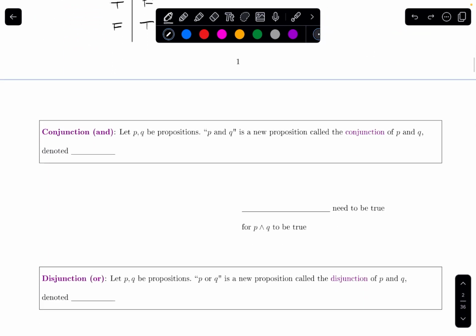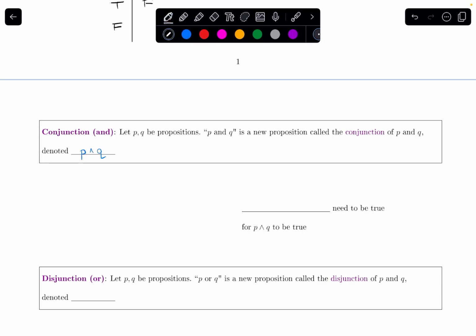Our next operator is called conjunction. This is the fancy word for the word and. For this, I am going to let P and Q be propositions. Then P and Q is called the conjunction of P and Q. I denote that by writing P, then this sort of upside down V, and then Q. That's the way I notate P and Q.